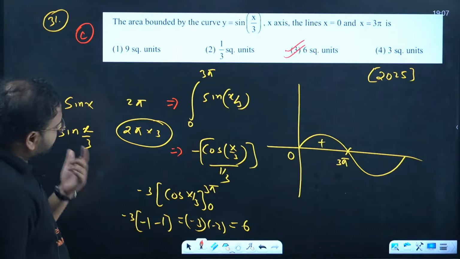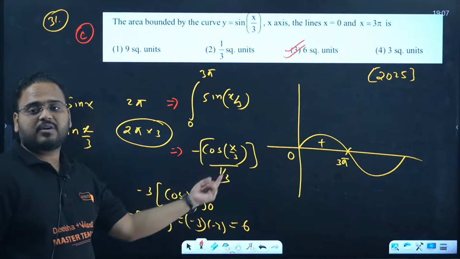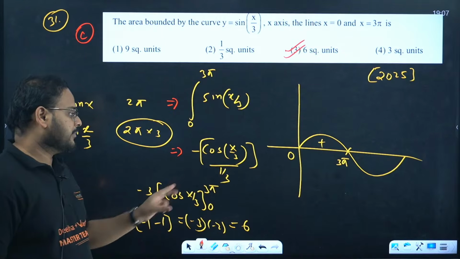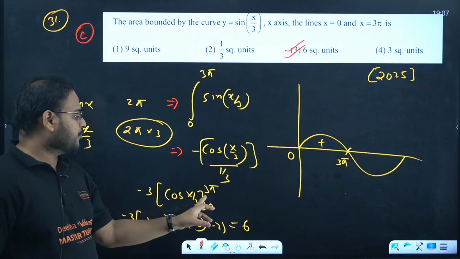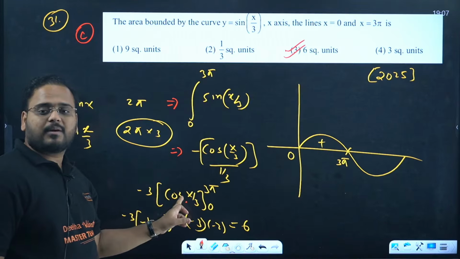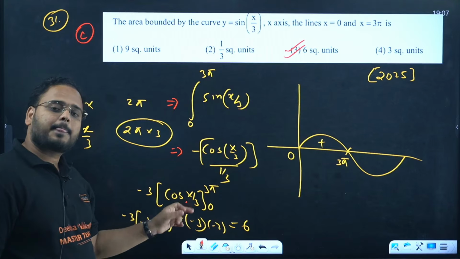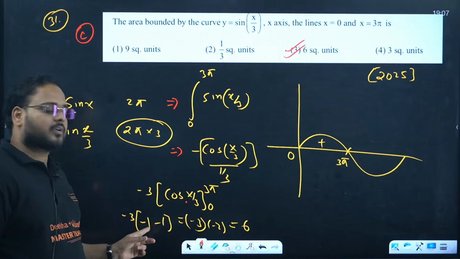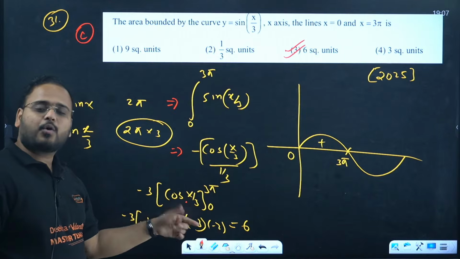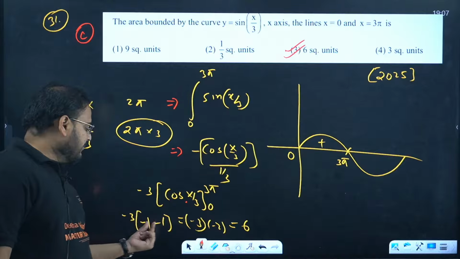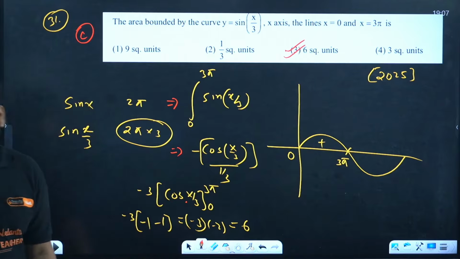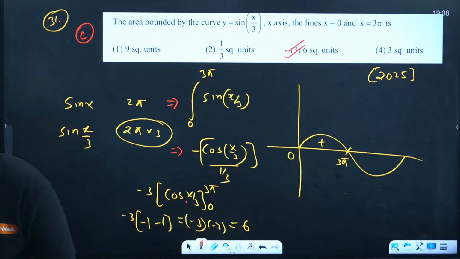If you check over here, the constant was 1 by 3, so I have to divide by 1 by 3. Now 3 goes up, it becomes minus 3. Limits are 0 to 3 pi. Put 3 pi, it becomes 3 pi by 3, which is pi. Cos pi is minus 1. Put 0, the lower limit, cos 0 is 1. Upper limit minus lower limit becomes minus 2. Minus 2 into minus 3 is 6. Answer is C. Yes. Next one.